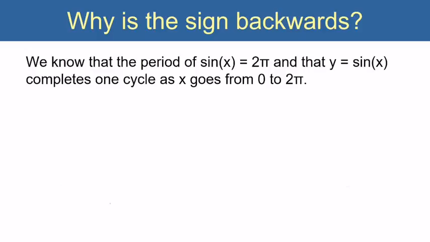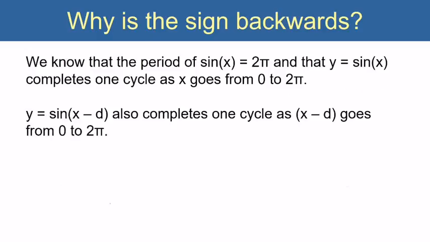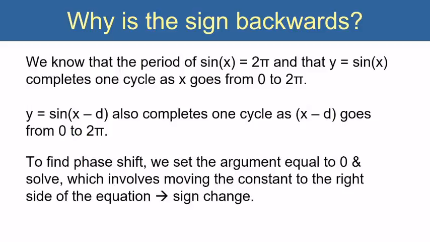We know from what we saw before that when you graph y equals sine of x, the period is 2 pi. That means that as x goes from 0 to 2 pi, the sine of x goes through one cycle. Well, when you have y equals sine of x minus d, it has to go through one cycle as x minus d goes from 0 to 2 pi. So to find the phase shift, you take the argument, which is what's in parentheses here. Argument means what's being plugged into the function. Take the argument and set it equal to 0, and that will tell you where the pattern should start.